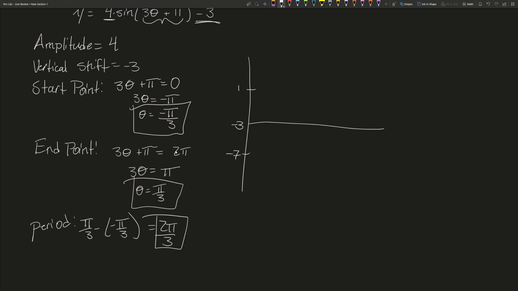And then we have to know the shape of the sine or cosine graph. So sine always starts in the middle, whereas cosine starts up top. And then we need all the points circled. So we already found the start point and end point. This is negative pi over 3, comma -3. This is positive pi over 3, comma -3.